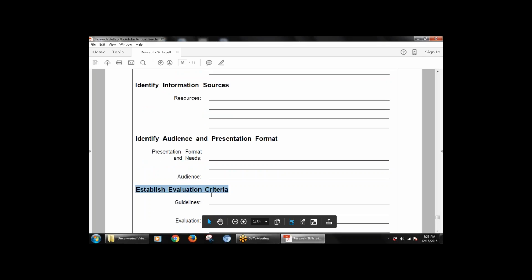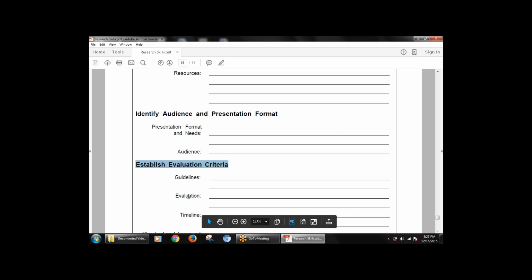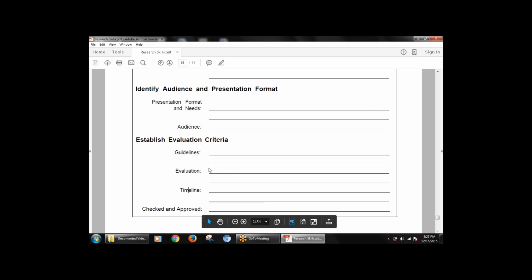The next part is establish evaluation criteria. That is what the evaluation criteria are. So how we are going to establish the evaluation. So what are the various criteria that are followed. So first is the guidelines, then there is an evaluation, then there is a timeline, then checked and approved, whether this is checked and approved or not.